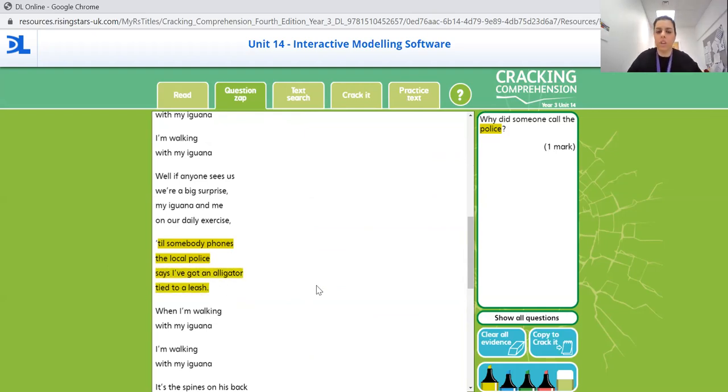So I want you to have a think. You can pause the video there. Why would someone call the police? What's the reason that they said in that verse? Why has someone called the police? Have a think of it and write down your answer for me.